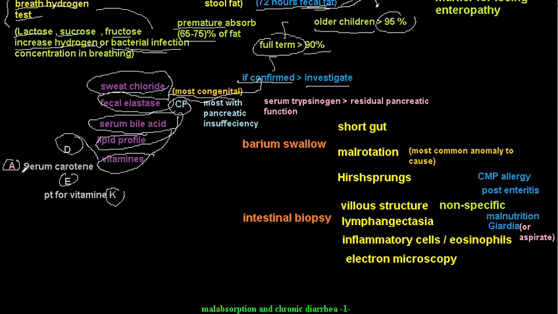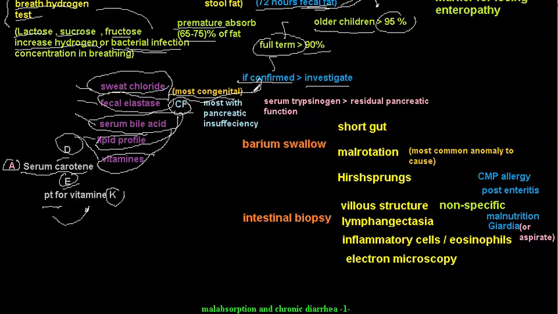Vitamin A, for example, you check it by serum carotene. PT for vitamin K deficiency, and vitamin D, vitamin E. Remember this: if you confirm the presence of fat malabsorption, for example, you have to check for cystic fibrosis by sweat chloride test, fecal elastase, serum bile salt, lipid profile. All of them should be done.